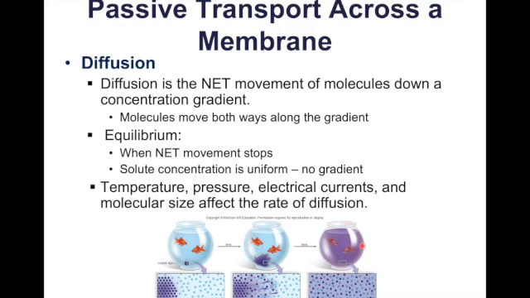When net movement stops, we're at equilibrium. Again, they're still moving around, but they're in balance. So that's equilibrium. The concentration is uniform, so there's no more gradient anymore. And lots of things can affect that gradient. Temperature, pressure, electric currents, molecular size can all affect the rate of diffusion. Right? If there's a charge, that might affect how charged molecules move. If it's cold, they're not going to move as fast, so it's going to take longer for the diffusion to happen. If they're larger in molecular size, they're also going to take longer to move. So those are all different things that would affect that.